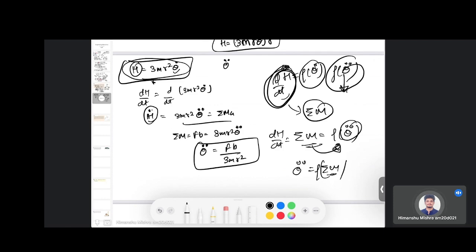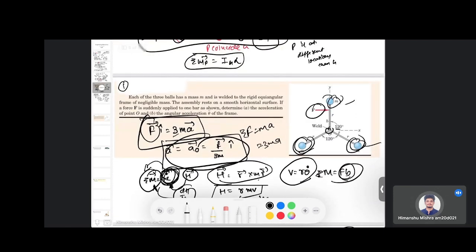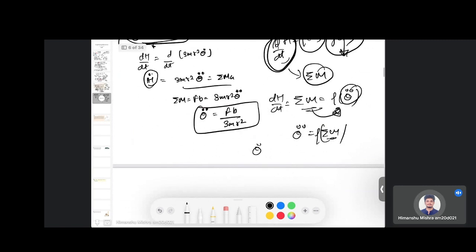And this summation of moments, since there is only one force acting, the moment will be due to this only one force, and the moment will be Fb, where F is this force and b is the perpendicular distance from point O. So this theta double dot will be given as a function of Fb, and this is what we got in the expression. Theta double dot is defined as Fb divided by 3mr squared.